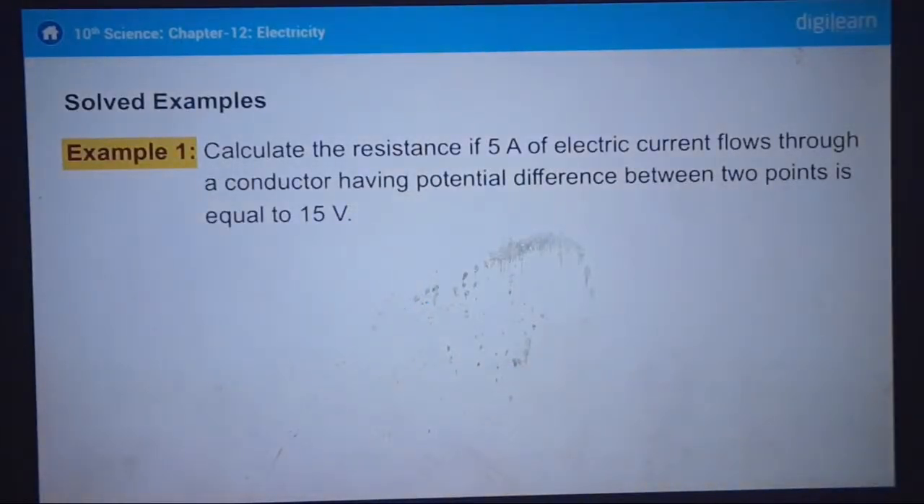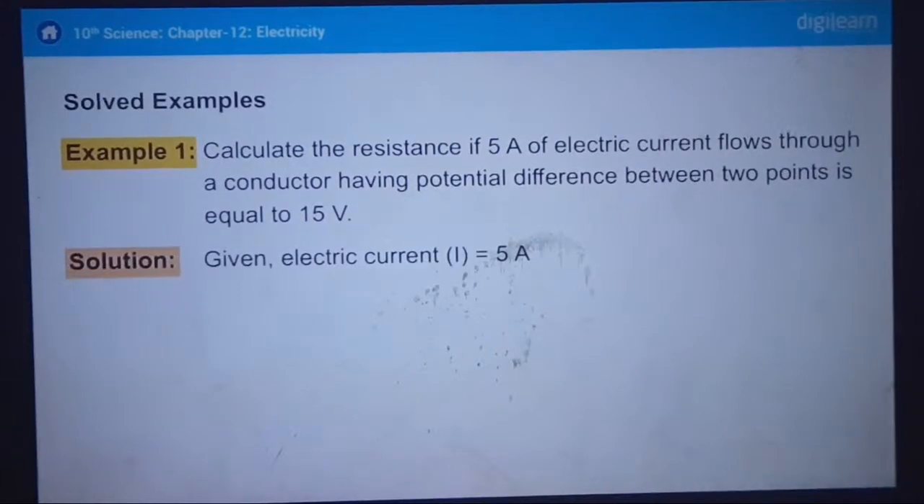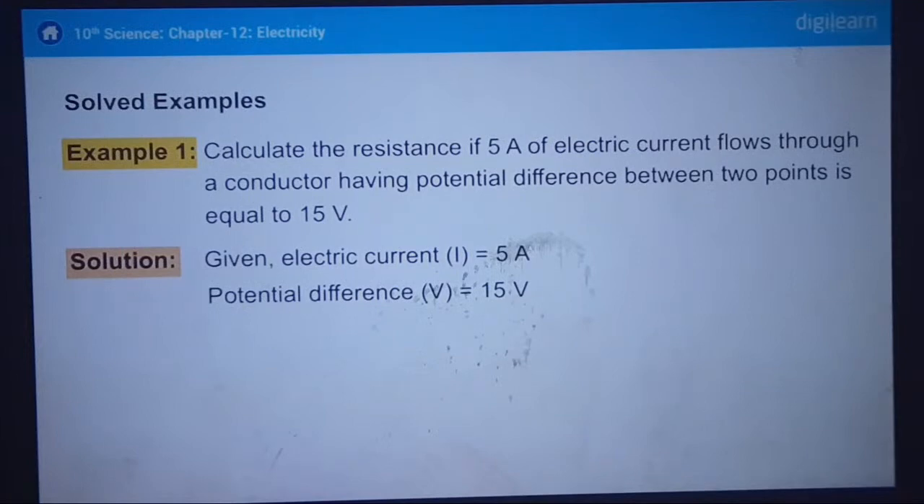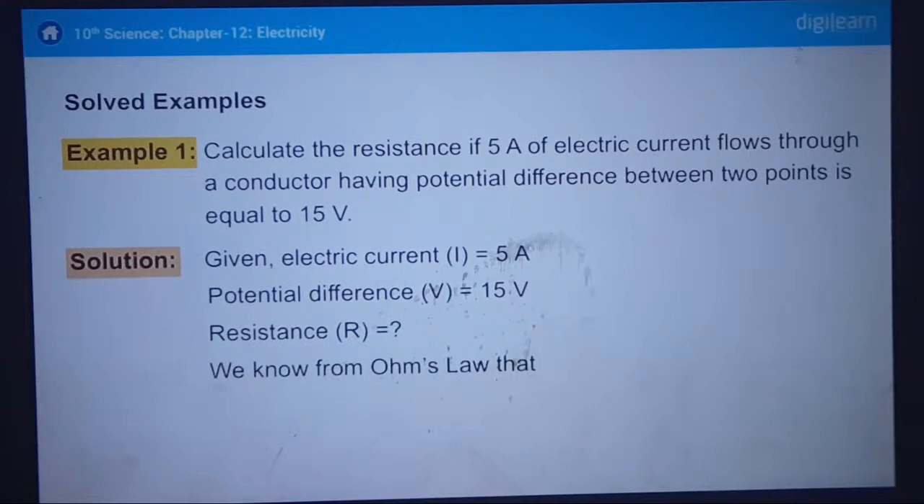Example 1. Calculate the resistance if 5 amps of electric current flows through a conductor having potential difference between 2 points that is equal to 15 volts. Solution. Given electric current I equal to 5 amps, potential difference V equal to 15 volts. Resistance R to be found out. We know from Ohm's law that R equal to V by I. Therefore, R equal to 15 volts by 5 amps. Therefore, R equal to 3 ohms.